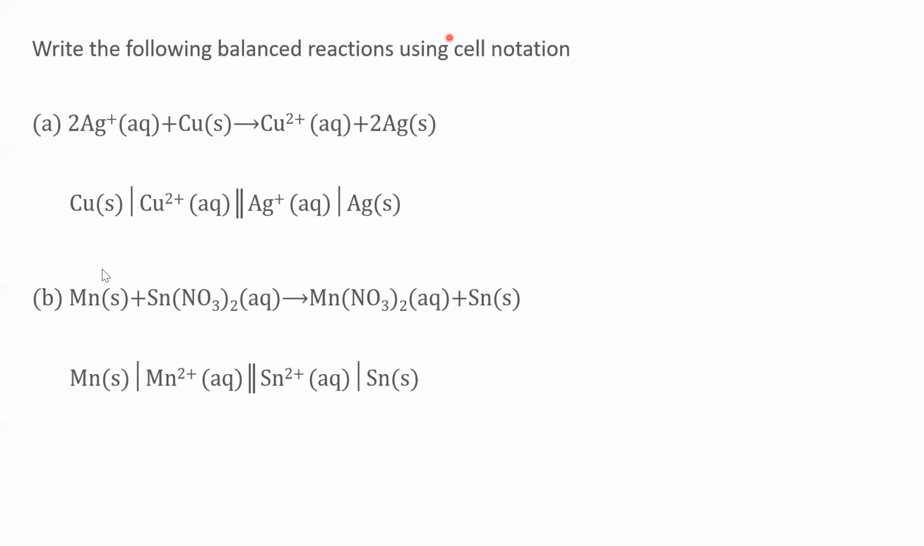All right, so we've got manganese atoms going to manganese ions. Here's our oxidation. This is what's taking place in the anode compartment. We've got the tin ions going to tin atoms for our reduction side of our cell notation. And this is what would happen in the cathode compartment. So this is our shorthand cell notation for this reaction.